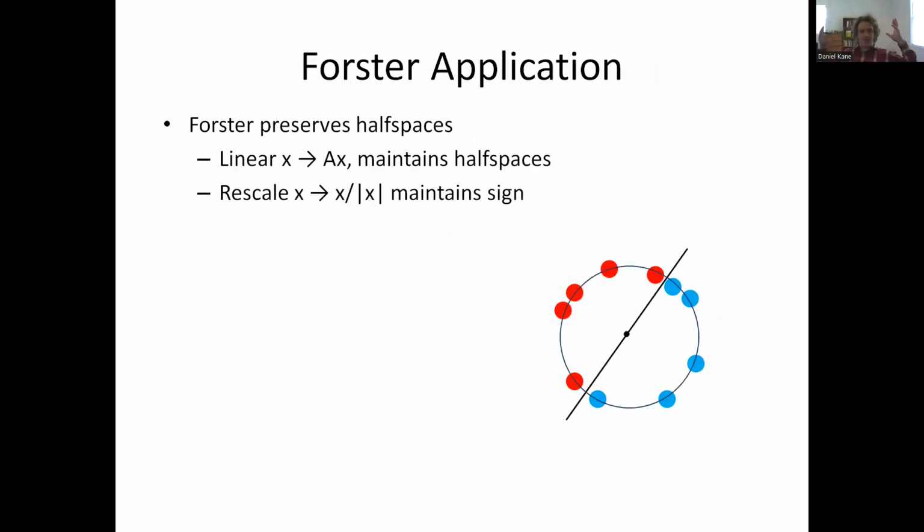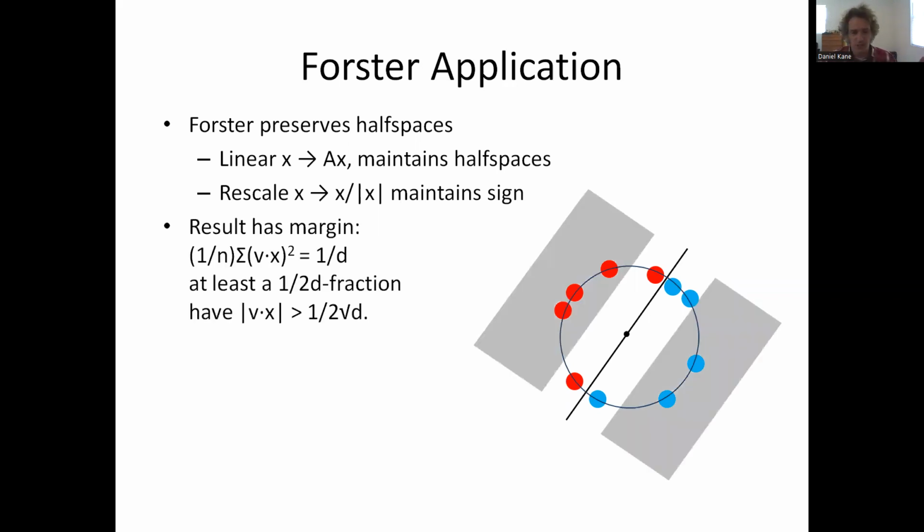The idea is that the Forster transformation is very convenient for this problem of learning half spaces, basically because the Forster transform preserves half spaces. First, you apply a linear transformation that maintains linear things, so it preserves the fact that there's a half space separating the blue points from the red points. And then you rescale points, which doesn't change which side of the half space they're on.